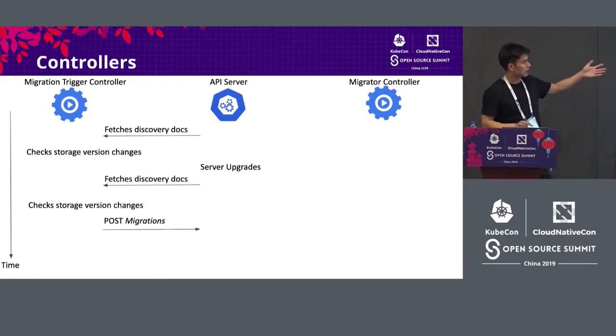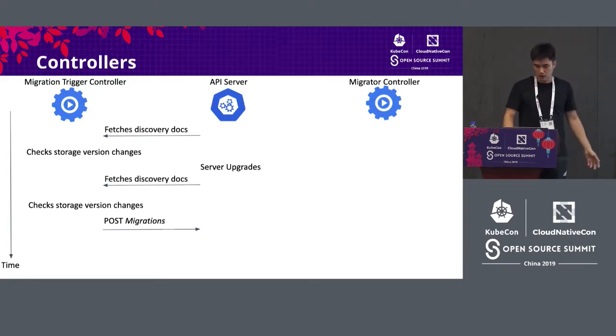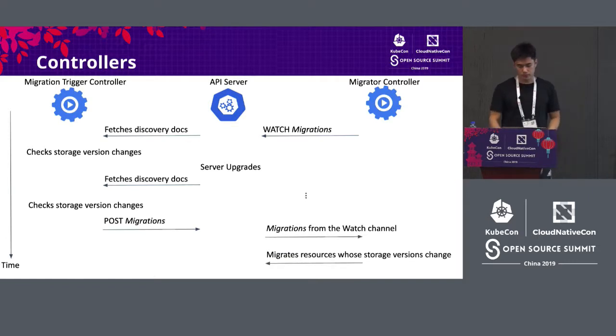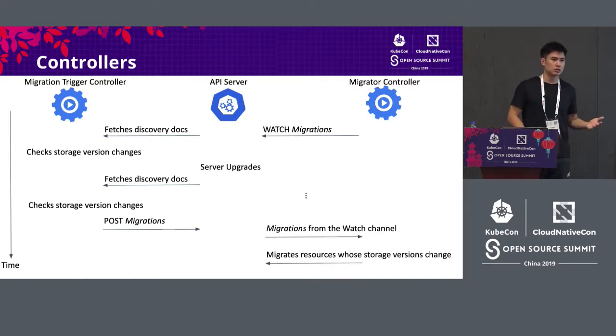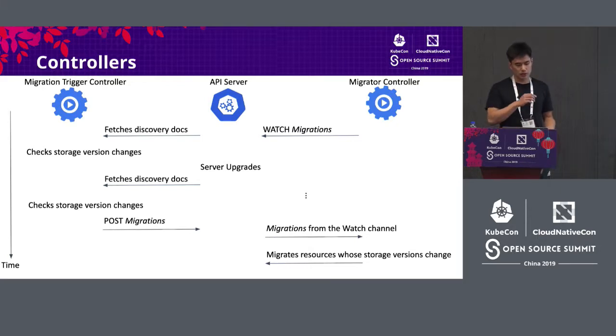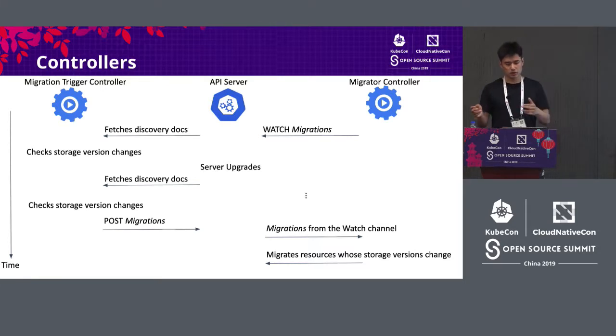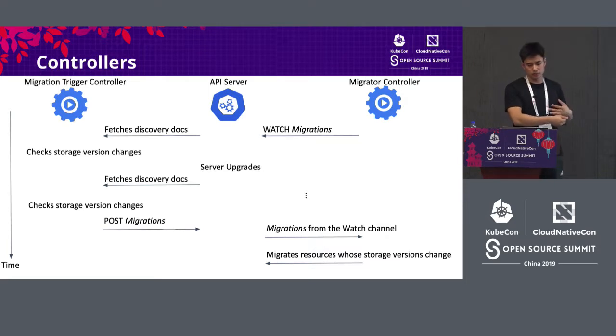And on the right side of the graph is the actual migrator controller. It just watches for all the migration requests. Once the trigger controller posts the migration requests, the migrator controller will actually migrate the resource for you. For example, if the storage version of the job has changed after your server upgrade, the migration trigger controller will post a migration request for jobs. And the migrator controller will notice the new migration request and actually migrate all the jobs for you.